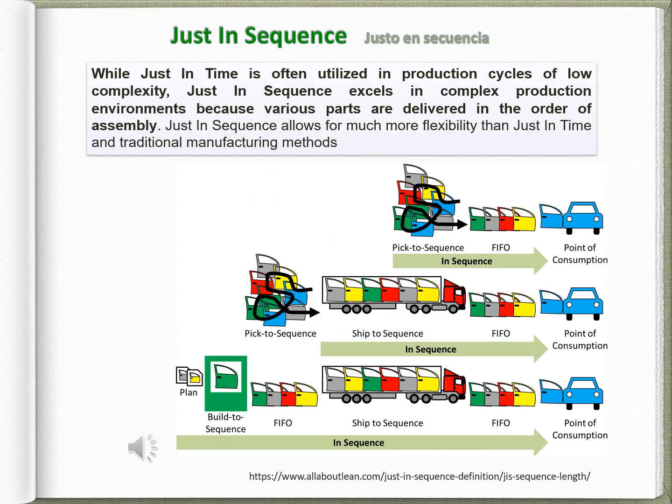While just-in-time is often utilized in production cycles of low complexity, just-in-sequence, which is a more advanced approach, excels in complex production environments because various parts are delivered in the order of assembly. Just-in-sequence allows for much more flexibility than just-in-time and traditional manufacturing methods.